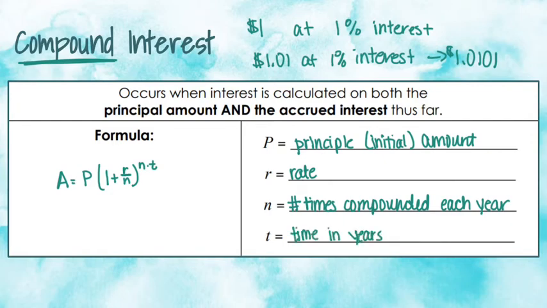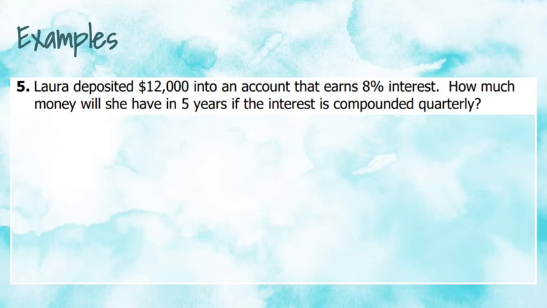So these variables mean a little bit different things for compound interest than they did for exponential growth and decay. Make sure you note that. Our first example says, Laura deposited $12,000 into an account that earns 8% interest. How much money will she have in 5 years if the interest is compounded quarterly?